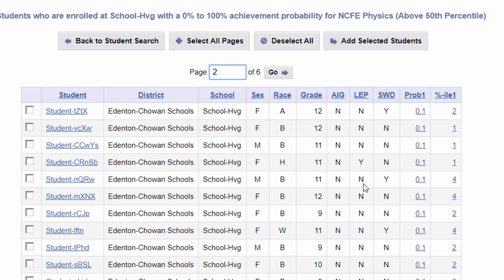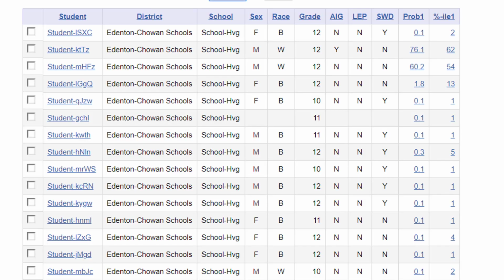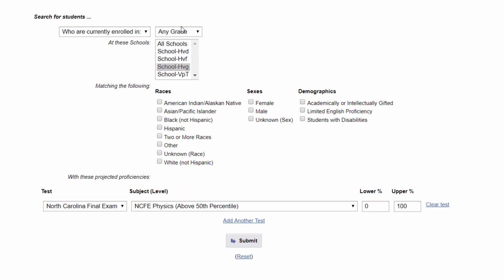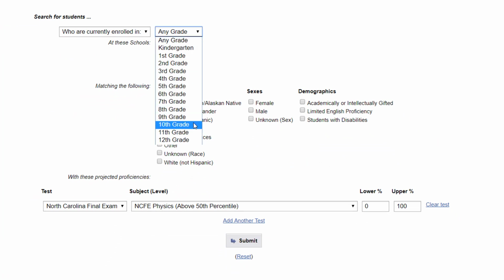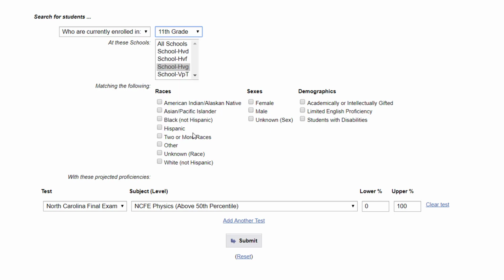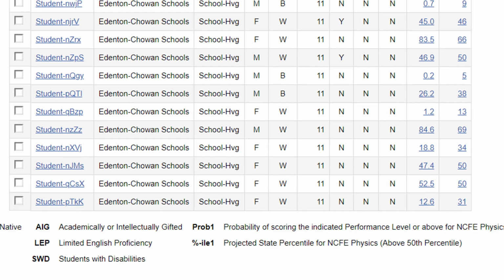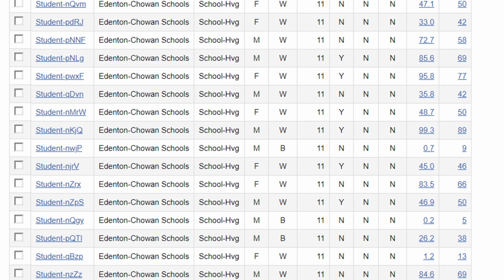You can go back when you create your report and you can limit it to a certain grade level. Let me show you how to do that. I did not do that when I did the initial report. Here I have any grade. So in physics, let's just say I want to look at just the students who are in the 11th grade that should be taking physics. Then I'm going to have a much shorter report. I'm going to have 2 pages versus 6.